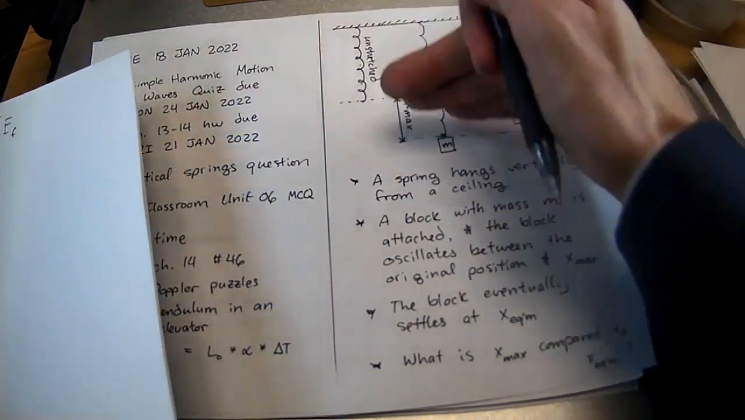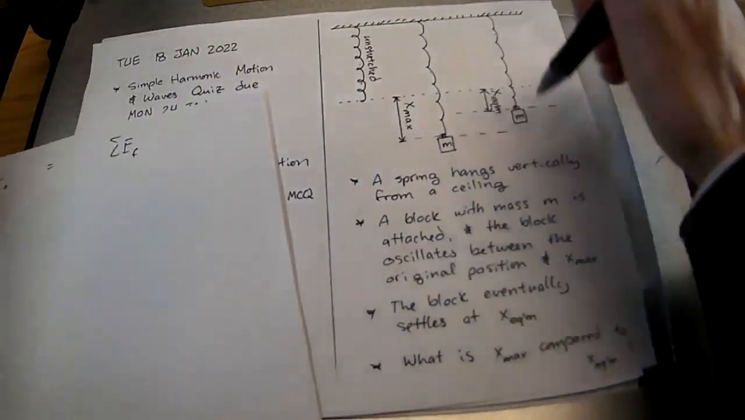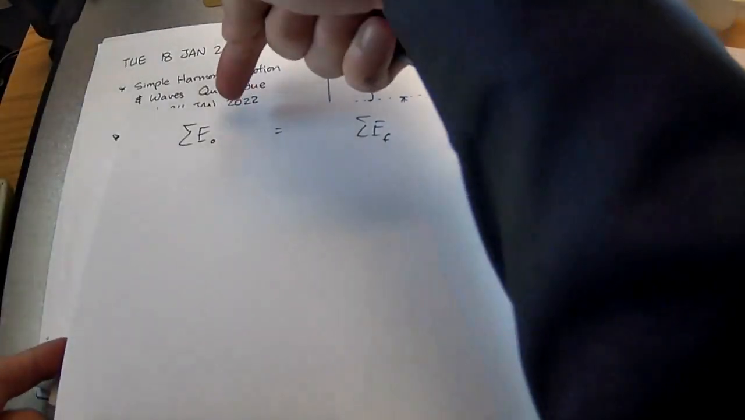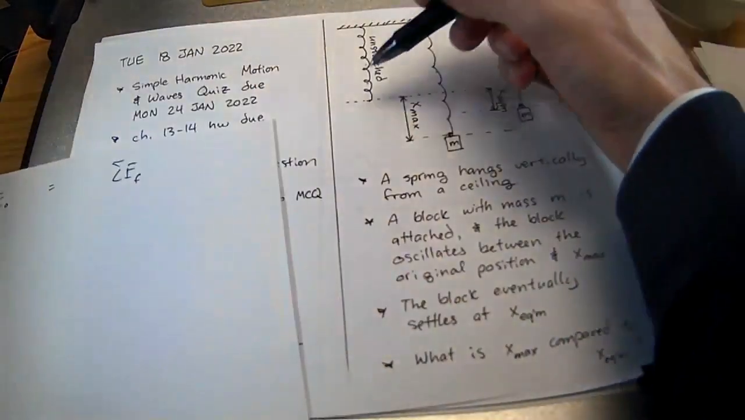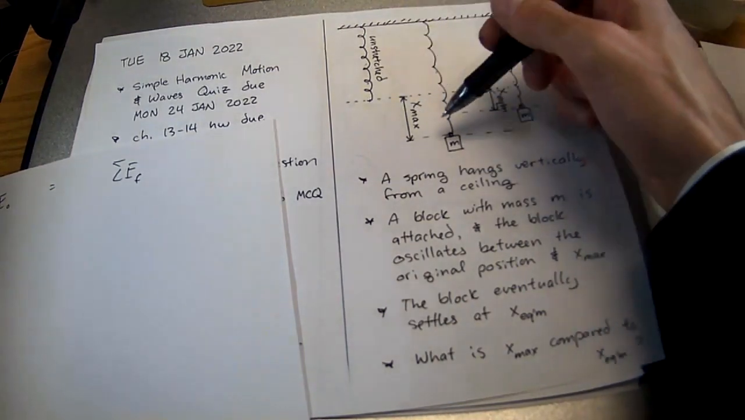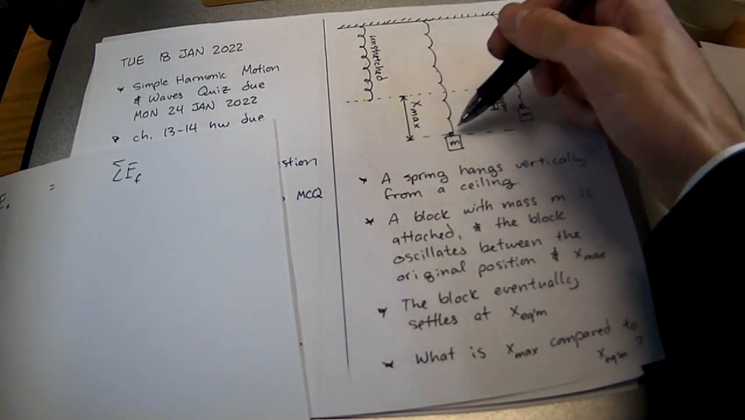Also, this mass is changing height relative to the earth. So what kind of energy? I have to pick my two locations, initial and final. Let's go initial right here, just as you're hooking the mass on, and final is at the point where it's maxed out and about to turn around.